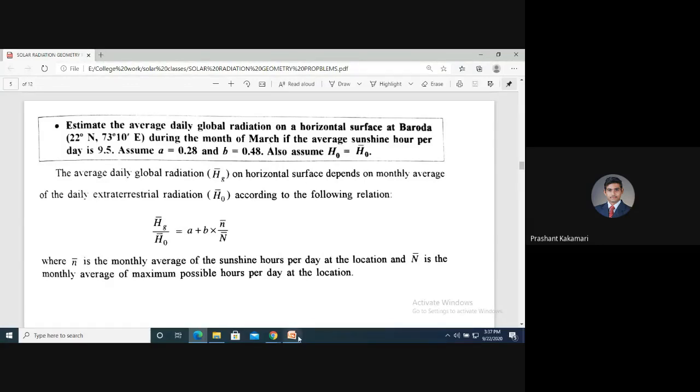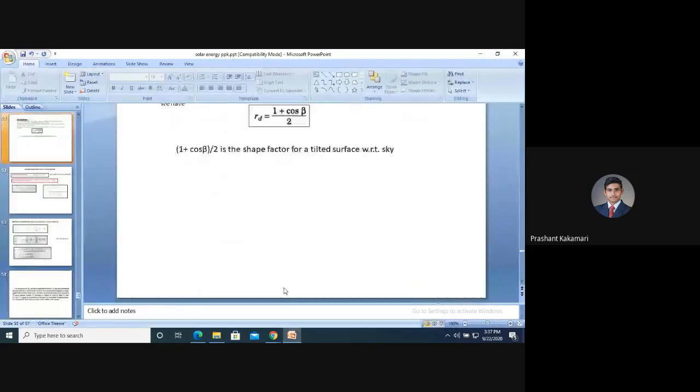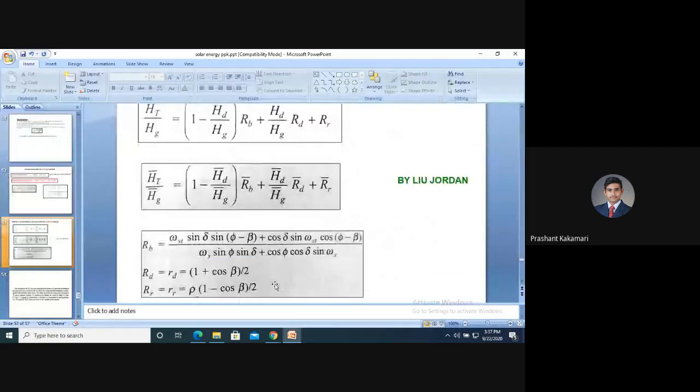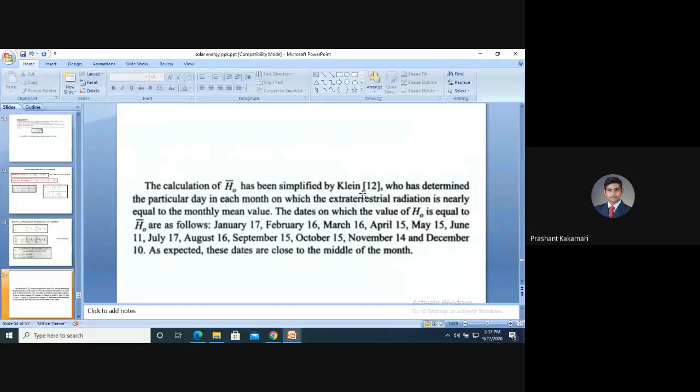So which is that day? That day is given in some of the books. I have taken it from the Sukhatme book here. As per Klein, what he suggests is you can take one day's value as H naught. You can measure that middle day's complete solar radiation from sunrise to sunset, and you can call it extraterrestrial radiation or the global radiation as per your measurement. For January, he said 17th, you can take it as one day's measurement and claim it as the average of that month. Like that, February, March, all months he has given with the representing day.